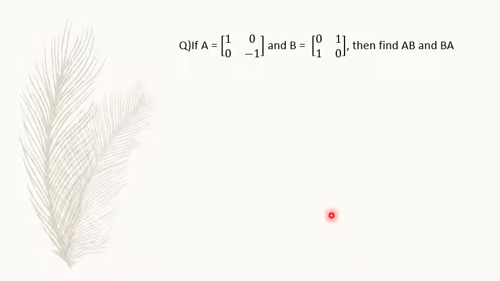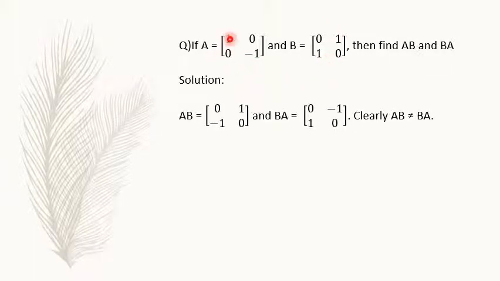There is one more question. Two matrices A and B are given. We need to find AB and BA. So here A has 2 columns, B has 2 rows. So we can find AB. The first element, first row into first column: 1 into 0 plus 0 into 1, 0. First row, second column: 1 into 1 plus 0 into 0. Second row, first column. Second row, last column.